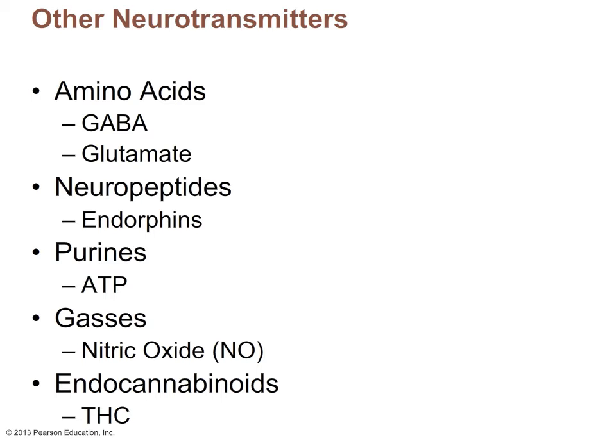Now, another type of amino acid neurotransmitter is glutamate. Glutamate is an excitatory neurotransmitter that is found both within the brain and spinal cord. It's important in forming memories, and it's also important in learning.